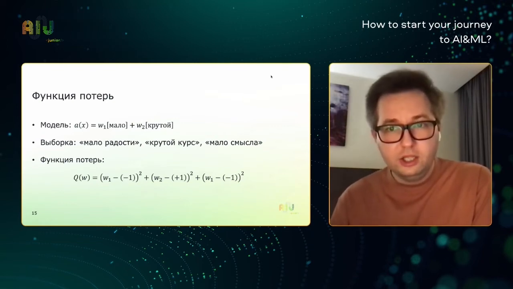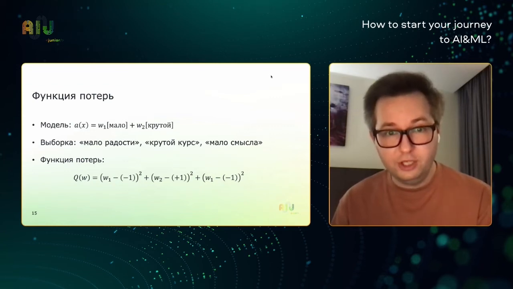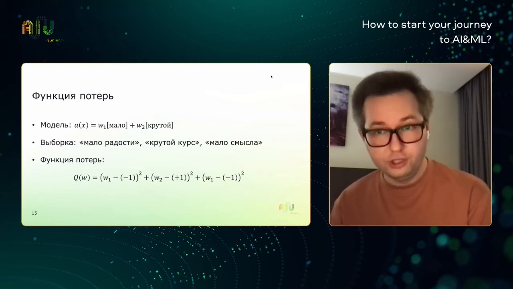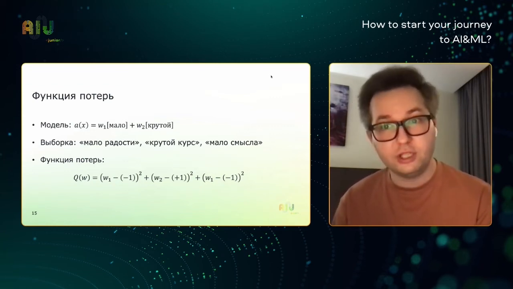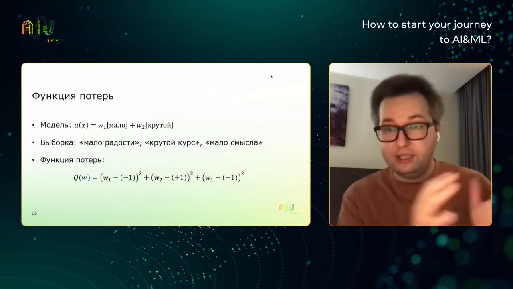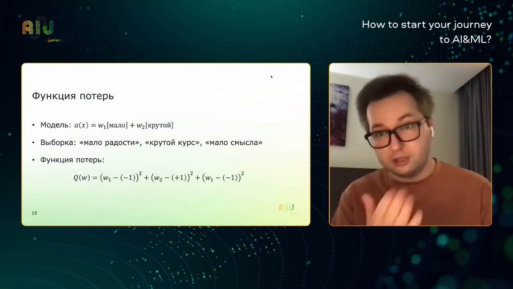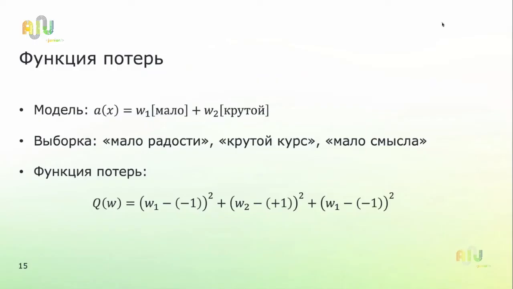W1. If we take "cool" as 0 and "less" as 1, the forecast is W1, and it should be as close as possible to -1 because this feedback is negative. That's why I write (W1 - (-1)) squared. This is the deviation, and the same procedure applies to all three texts. And what we get as a result, you can see in this formula. This is the loss function, evaluating whether the model is good or not.